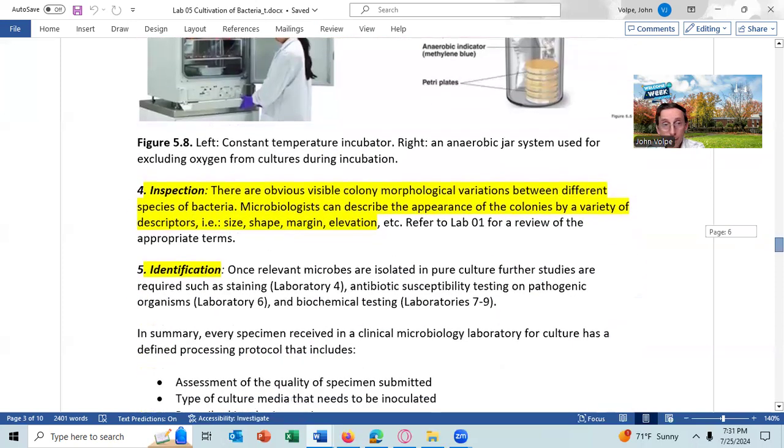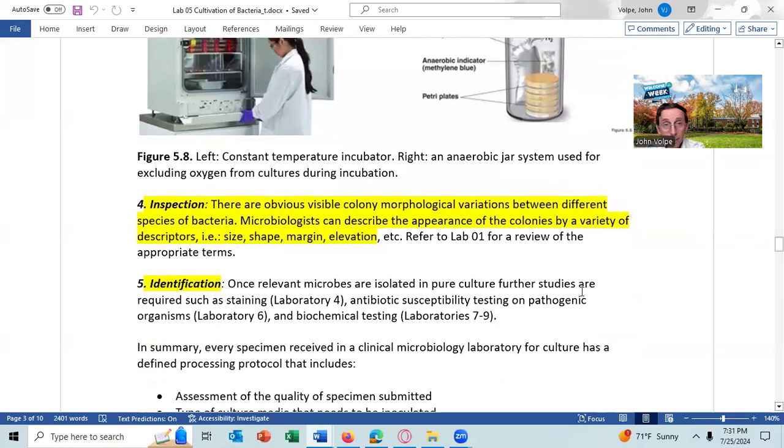All right, you then inspect your plates to see the obvious visible colony morphological variations. You can usually see differences between different bacteria. That would be differences in the colony shapes and other colony descriptions, like the size, the shape, the margin, the elevation. We'll talk a little bit about that. But that would only begin to get you to ID the species.